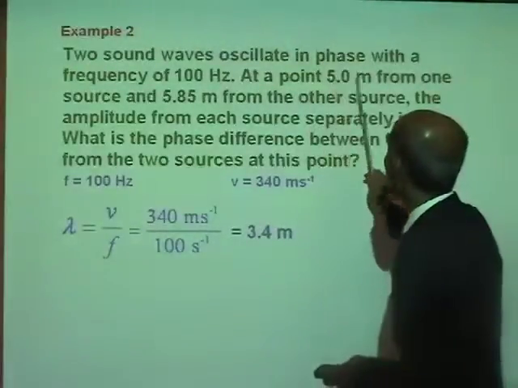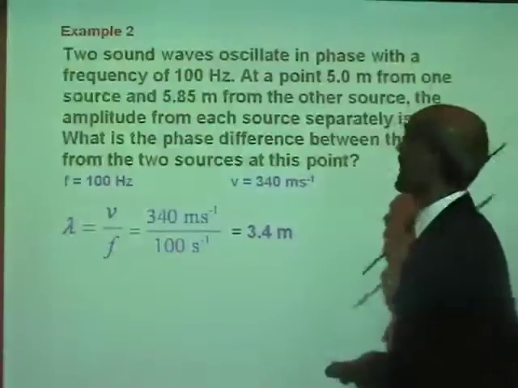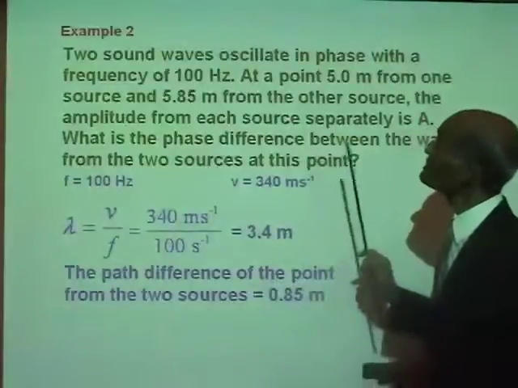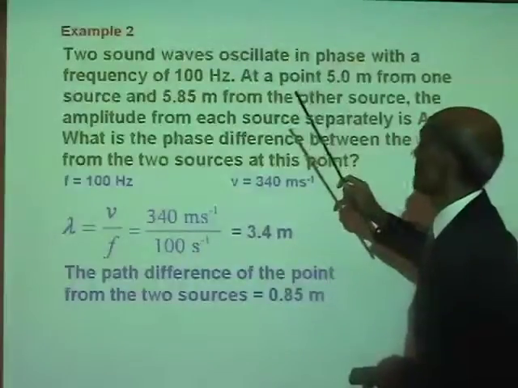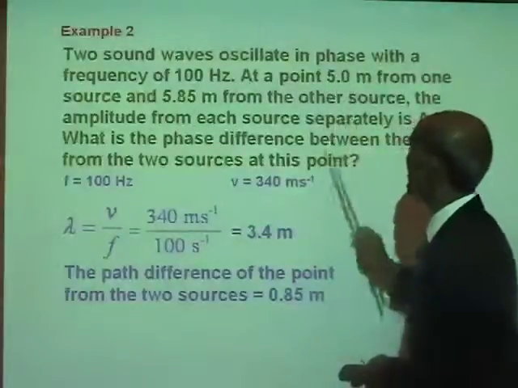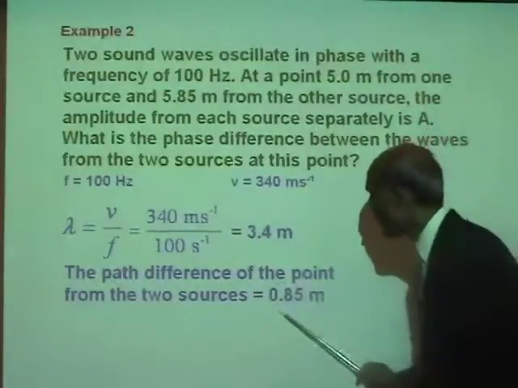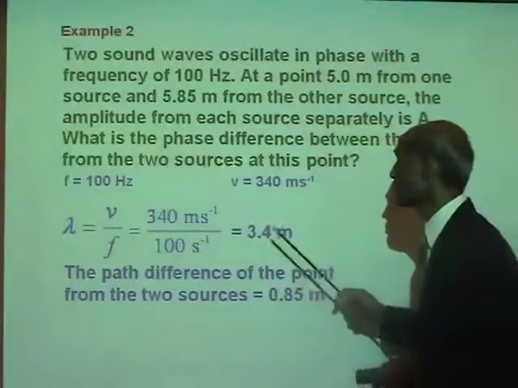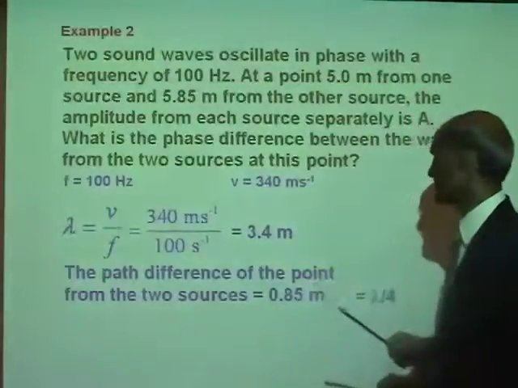Now, at 5 meter from one source and 5.85 meter from the other source. So, what is the path difference between the 2 waves? The distance of one source is 5.85, the other source is 5 meter. That means the path difference is 5.85 minus 5, which is 0.85 meter. Alright, tell me, this 0.85 meter is what part of the wavelength? Wavelength is 3.4 meter. So can you write this path difference in terms of the wavelength?